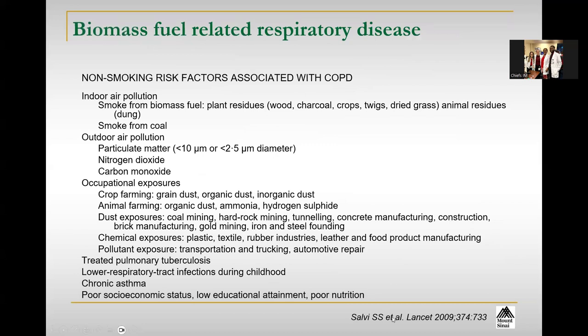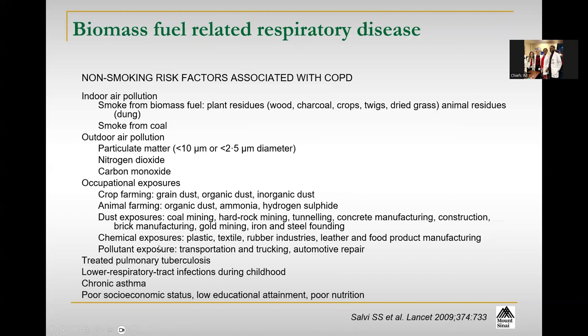So this was a review that is already a little bit dated, but it actually hasn't lost validity. It was excellent, published in the Lancet about 15 years ago, where the authors reviewed non-smoking risk factors associated with COPD. They are listed here: indoor and outdoor air pollution, occupational exposures, and a variety of settings, crop farming, animal farming, dust exposures, like in coal mining, gold mining, hard rock mining, tunneling, concrete manufacturing, construction. You see all of these.